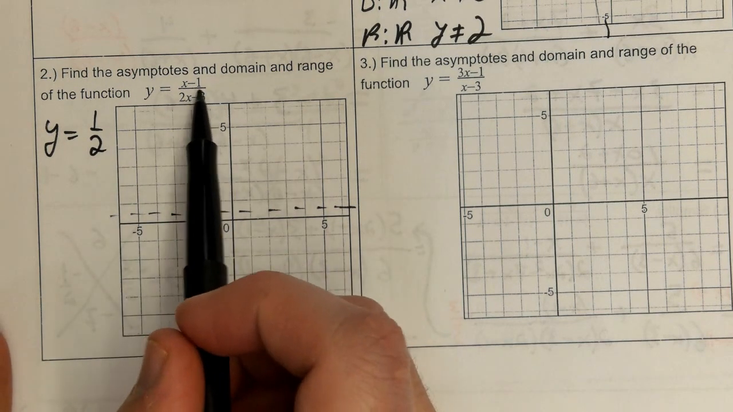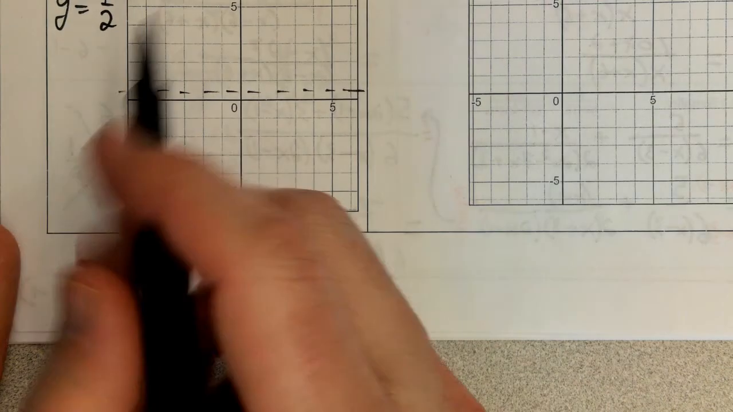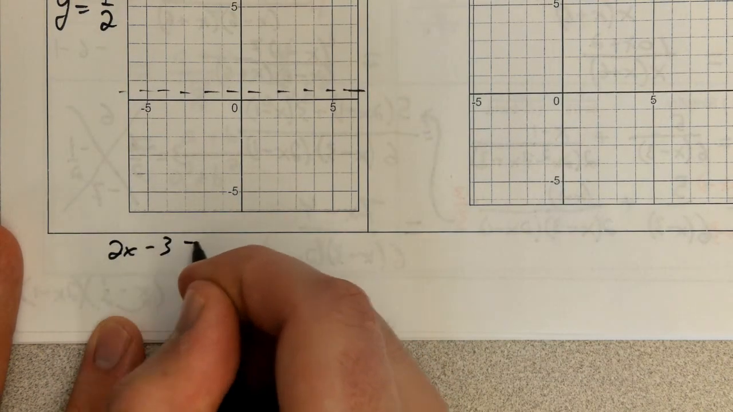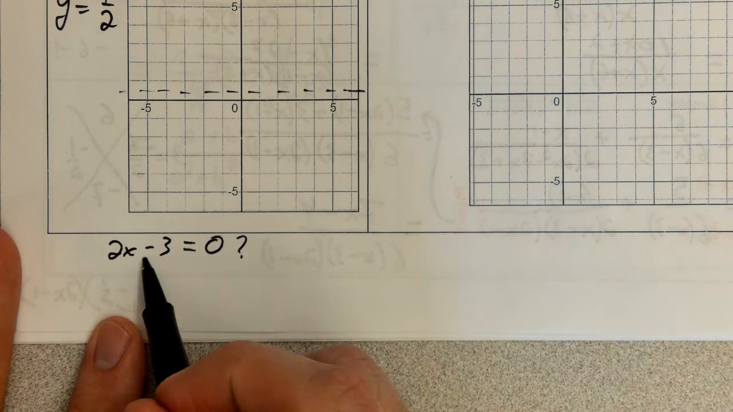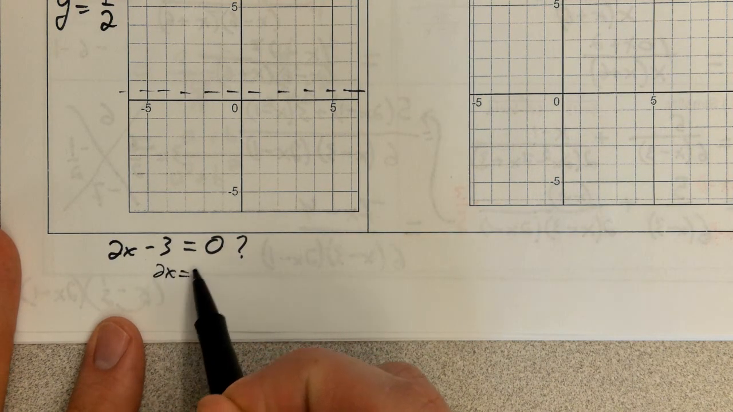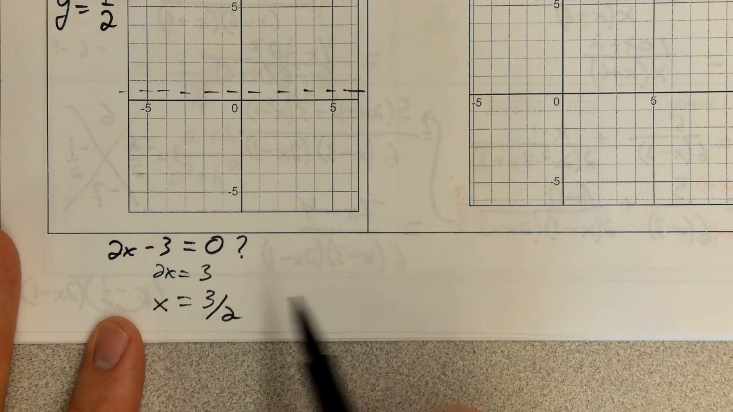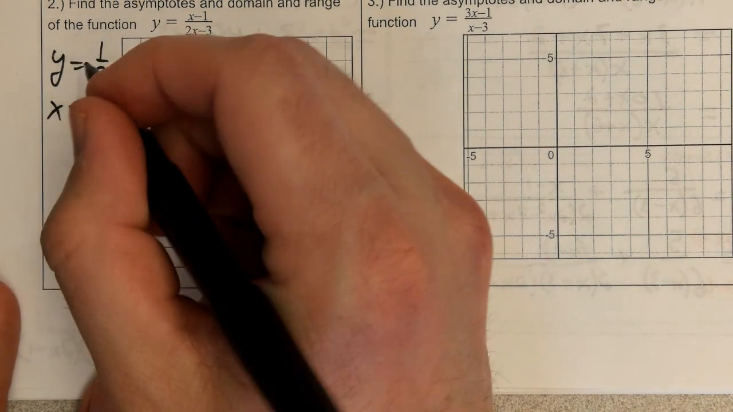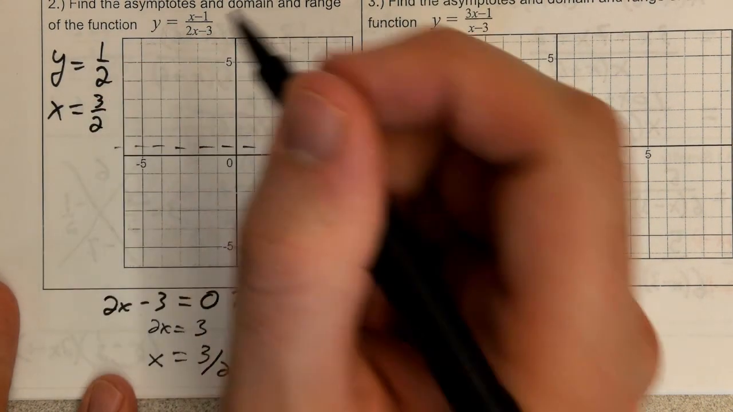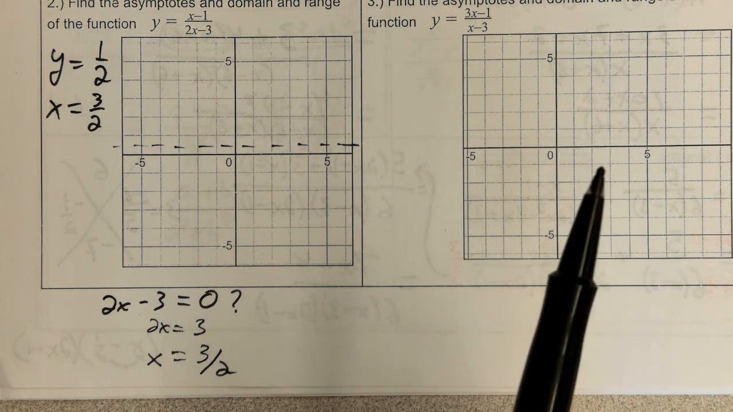And then where's the vertical asymptote? Well, that will happen whenever the denominator is 0. So to figure that out, we'll do a little scratch work. When is 2x minus 3 equal to 0? Okay, if we figure that out, we find the asymptote. So I'll add 3 to both sides. I get 2x equals 3. Divide by 2, I get x equals 3 over 2. Sorry, that's 1.5. Excuse me, I misspoke. So we have a vertical asymptote at x equals 3 over 2.